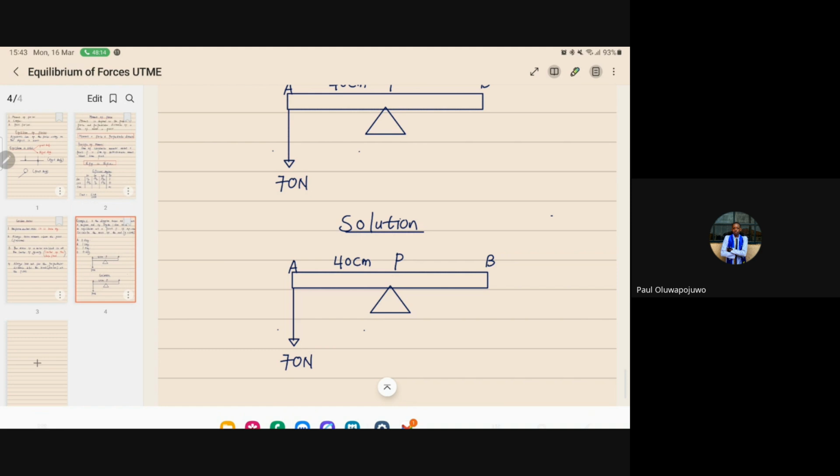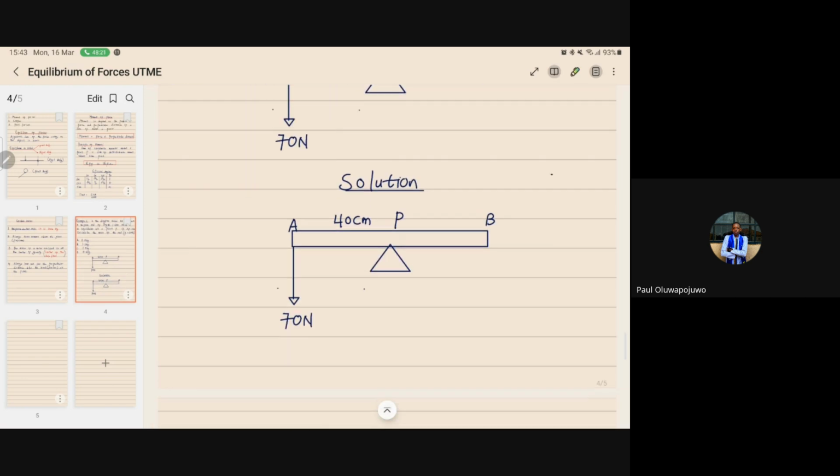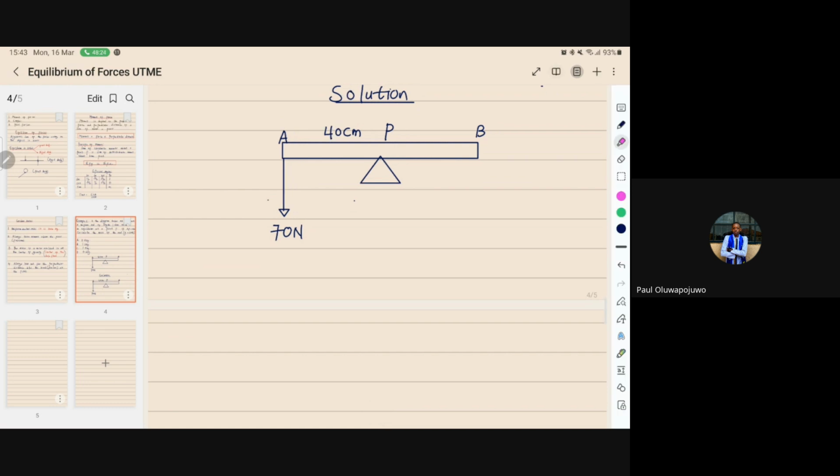Please, where is Dauda? She has not been joining classes. Anybody that knows her, please check on her and tell her that I'm asking about her. Okay, maybe I'll give her a call later today. I will know what is holding Dauda.